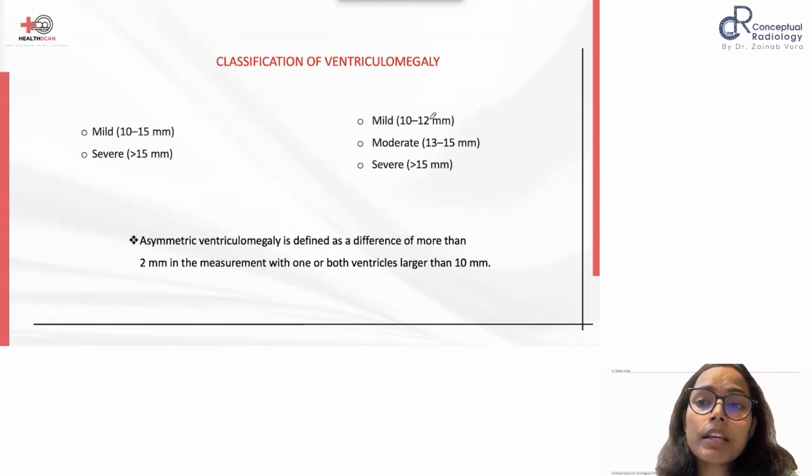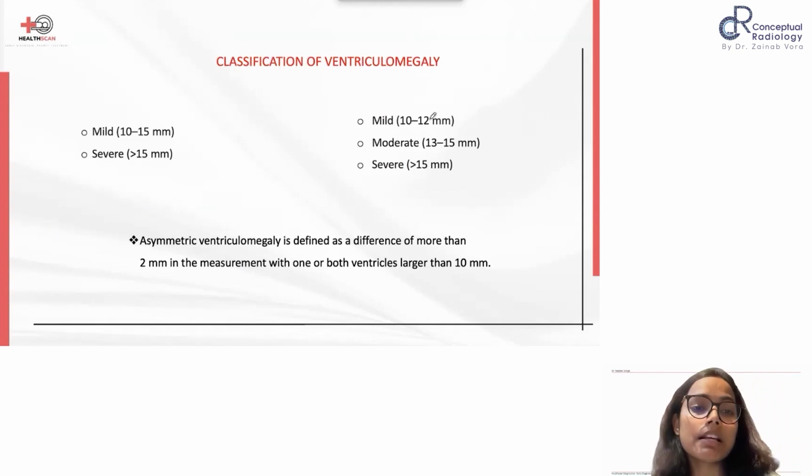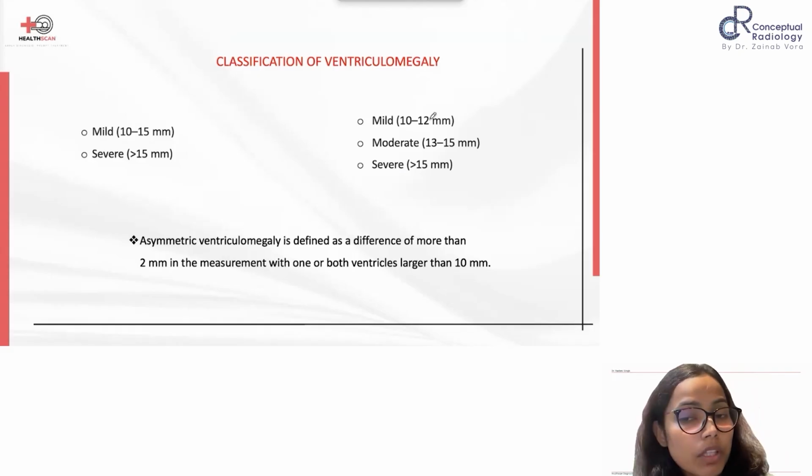Now, how do we classify the ventriculomegaly? We can classify it as mild or severe, or we can categorize it into three parts: mild, moderate, or severe. If we are dividing into the three categories, we call mild up to 12 mm, moderate between 13 to 15 mm, severe more than 15 mm.